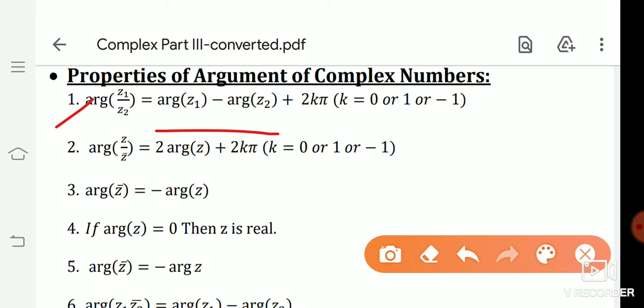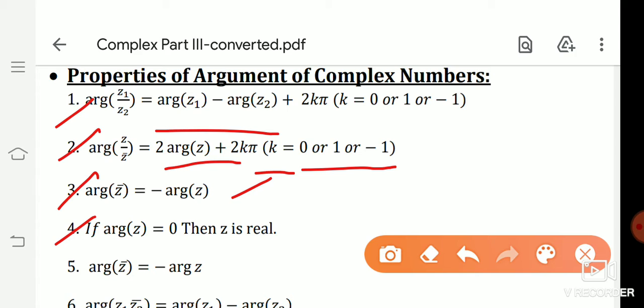Then it is given argument of z by z conjugate, which we represent by z bar. Therefore argument of z by z bar is equal to 2 into argument of z plus 2k pi, where, similar to the first point, k can take the value 0, 1 or minus 1. Again, third point, argument of the conjugate of z, that is argument of z bar, is always equal to minus argument of z.